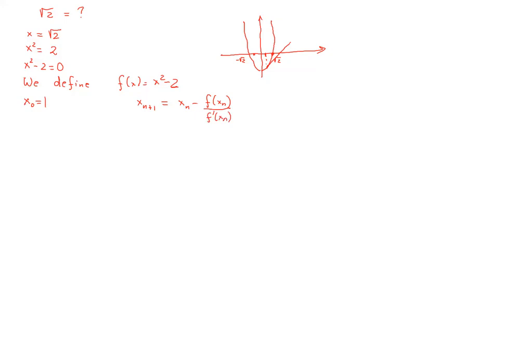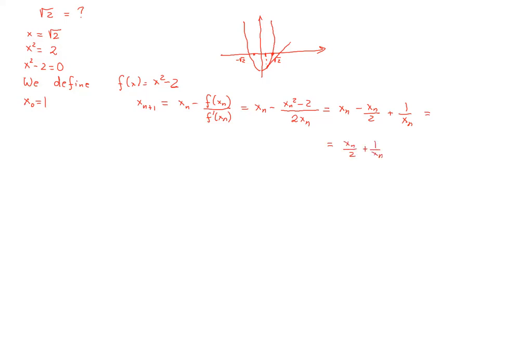Okay, so let's work it out for the specific function. This will be xn minus (xn squared minus 2) over, and the derivative of x squared minus 2 is 2x, so this will be 2xn. Okay, and now let's try to simplify this, make it a little nicer. Minus xn over 2 plus 1 over xn, and this is xn over 2 plus 1 over xn.